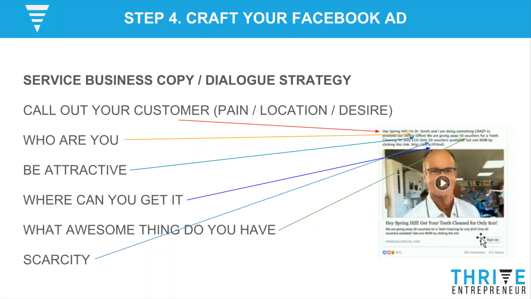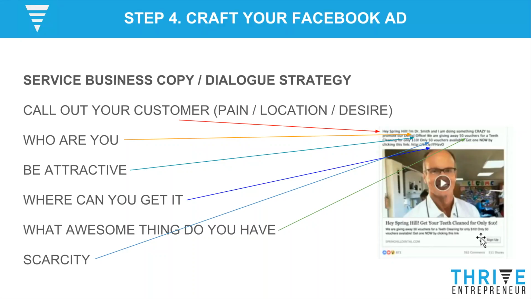Next thing is you want to be attractive. You can be attractive by saying, hey, this is our dental office, or this is our gym, to promote our women's gym. Being attractive lets them know what you're up to. So you're saying, hey, I'm doing something crazy to promote our dental office. You're not just saying, hey, I'm doing something crazy, we're giving away 50 vouchers. You want to tell people why you're actually giving away 50 vouchers.